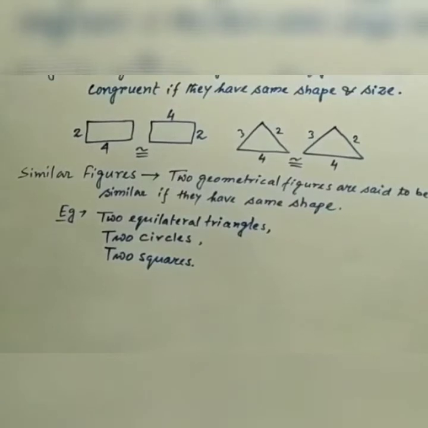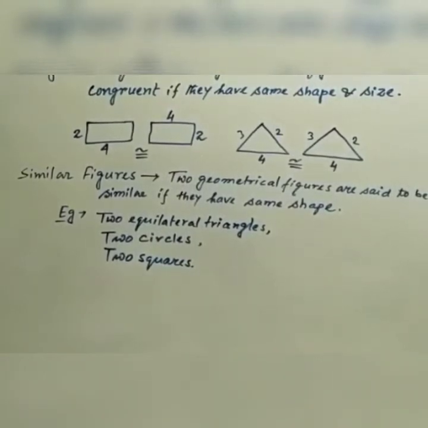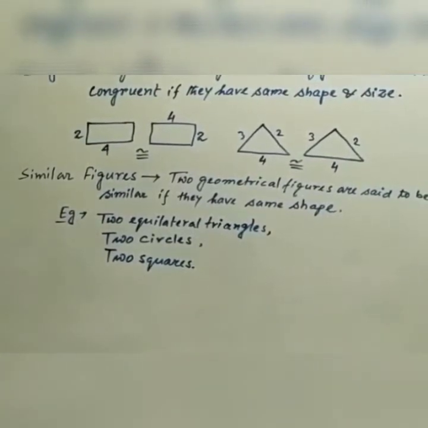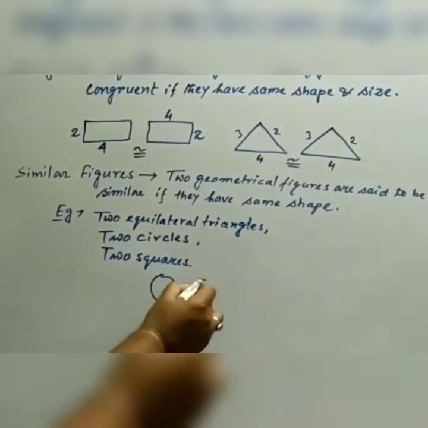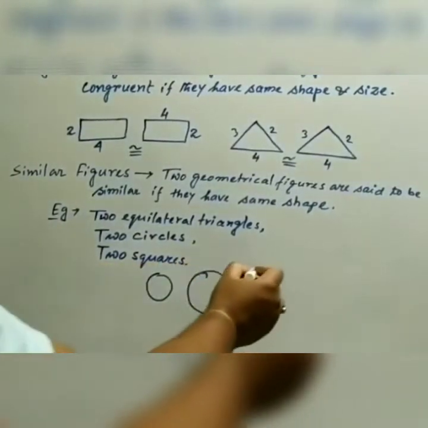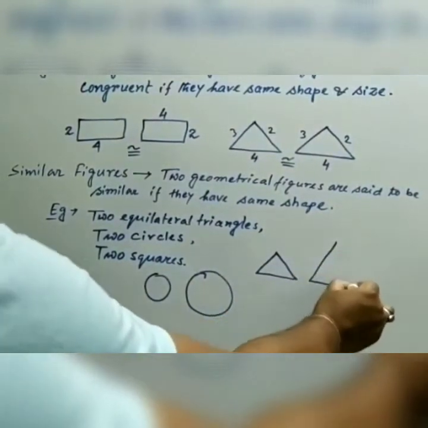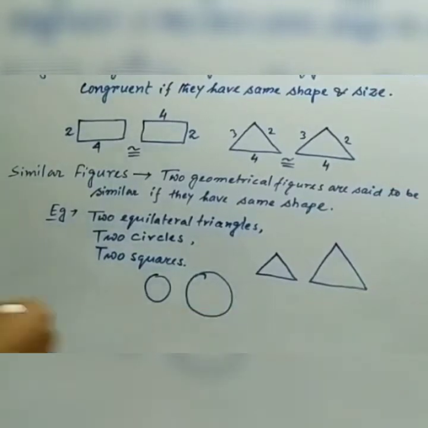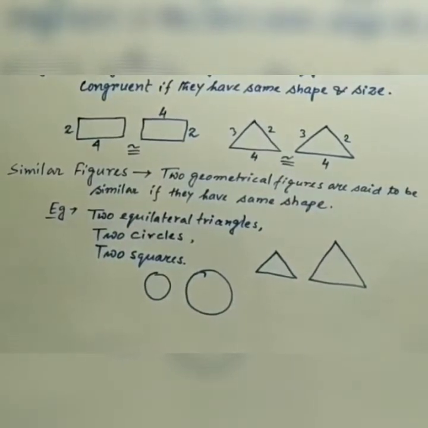As an example, any two equilateral triangles are similar, same as any two circles, any two squares are similar figures. Like this, one small circle and one big circle are both similar, same as one small equilateral triangle and one big equilateral triangle. So these are similar figures. The definition of similar figures you need to learn.